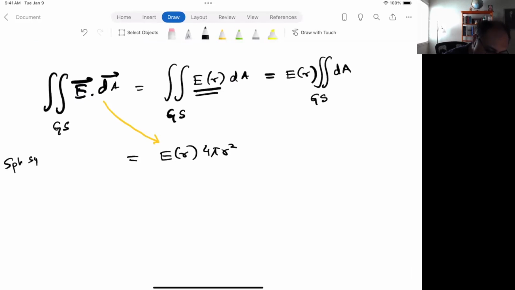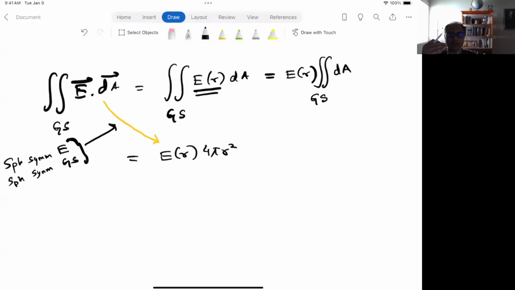Spherically symmetric E. A spherically symmetric charge distribution means that you have a spherically symmetric electric field, and you have chosen a spherically symmetric Gaussian surface. So if these two things are true, then you can jump straight from the surface integral of E dot dA. It just works out to E of R times 4 pi R squared. That makes sense? I just wanted to show you the steps to show you that it's not some great mystery, but you can just use this shortcut.